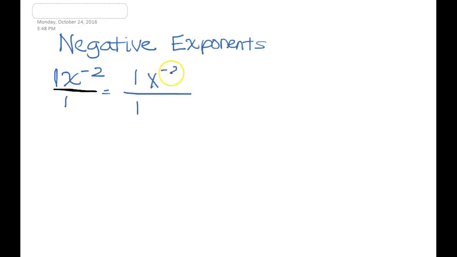Now, x to the negative second. This is the magic. This line right here, that bar, as soon as it crosses from the top to the bottom, it's going to change from a negative to a positive, or a positive to a negative. The exponent changes. So when we move this down here, we get 1 over 1x to the positive second. And we don't even have to have this second 1, so I'm just going to magically erase it. Then our answer is just 1 over x squared.